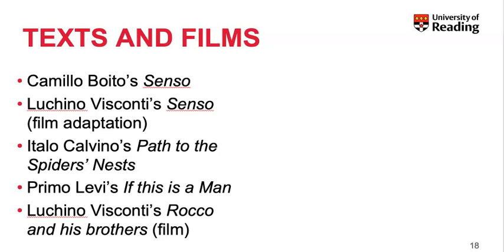You will read various textual genres. This year, for instance, we've read novellas such as Boito's Senso, of which we have also analyzed a masterful filmic adaptation by acclaimed director Luchino Visconti. We read a novel, Italo Calvino's The Path to the Spider's Nest, that addresses the issue of the Italian resistance. And then we read a memoir, Primo Levi's If This Is a Man, that focuses on Levi's personal experience of Auschwitz, a book you will never forget.